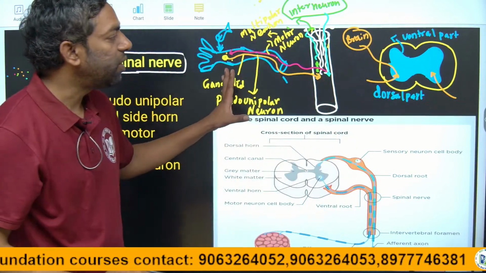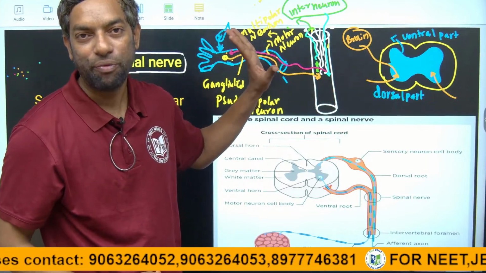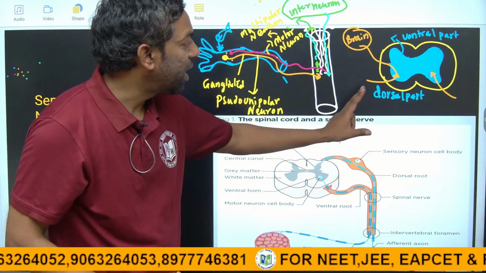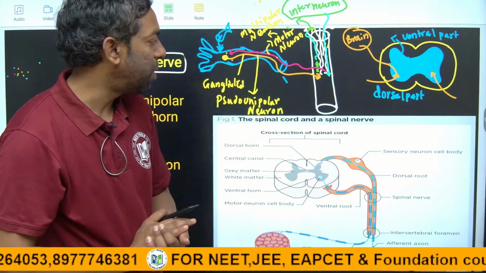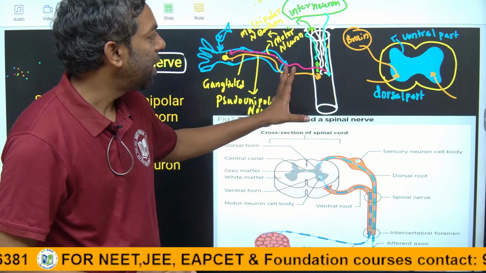Sensory neurons always carry signals towards the back side only. From the spinal cord, the sensory neurons always carry signals forward, from the back side to the brain. This is the most important point for NEET. Okay? The brain can analyze.